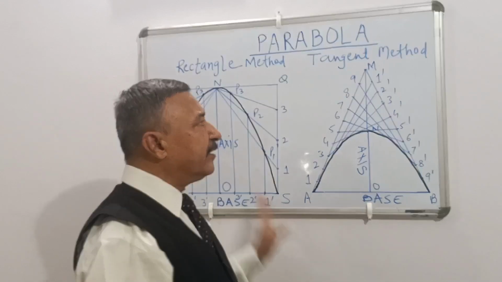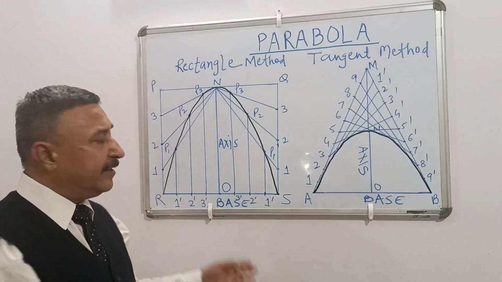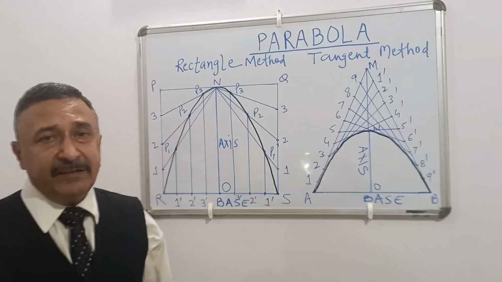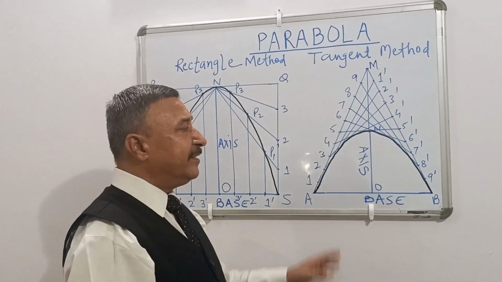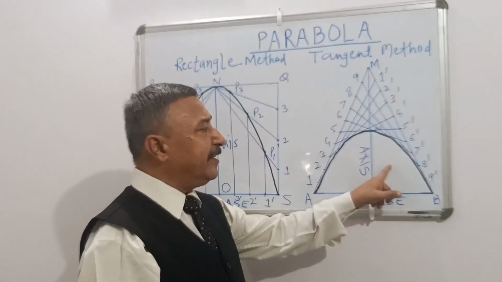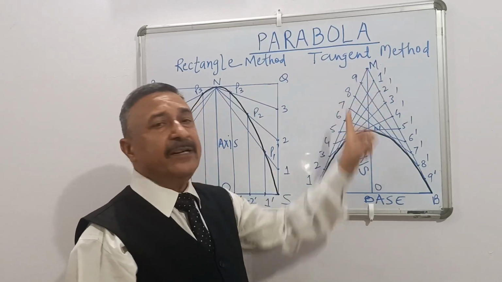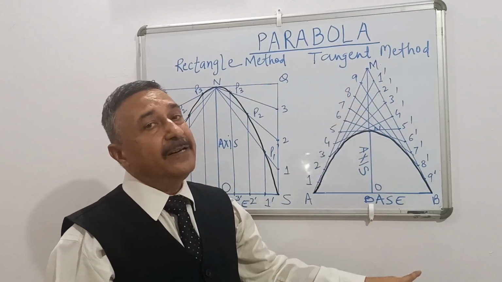So these are the two methods used when the base and axis are given. But the one thing to remember is that in the tangent method you should double the axis, then draw the triangle.